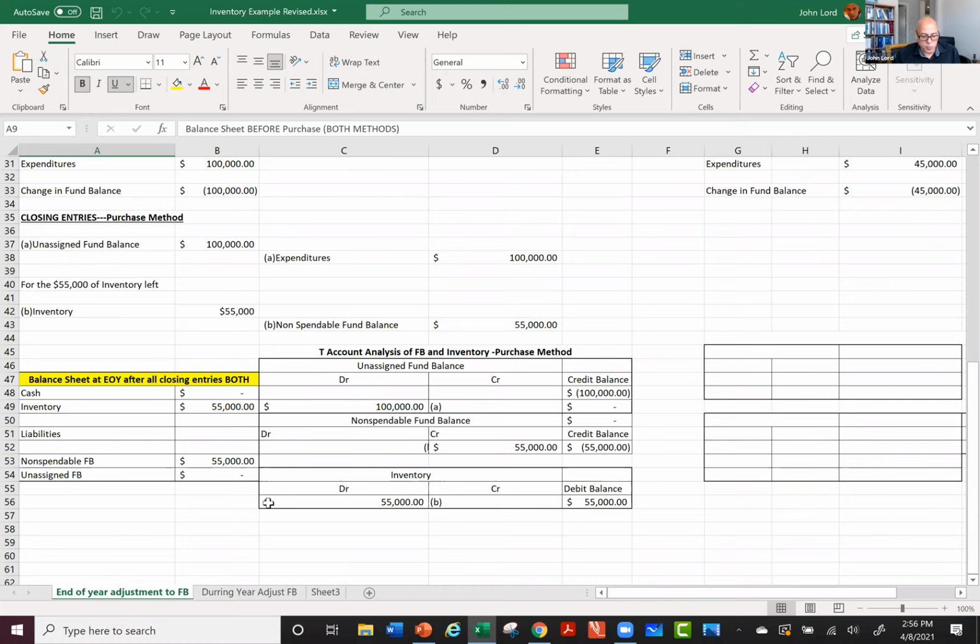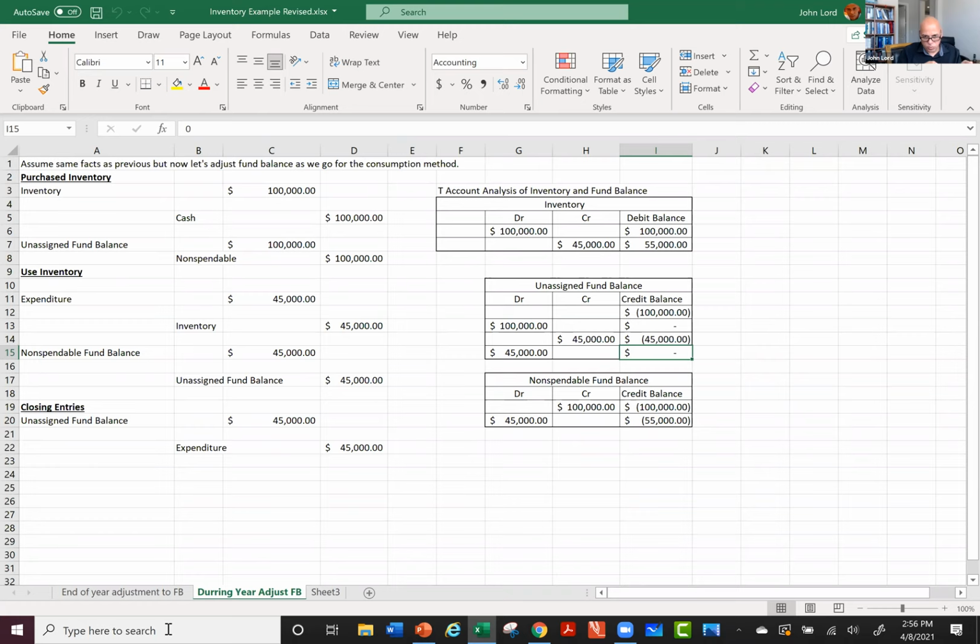It's just, how did I get there? For the expenditure purchase method, I had to wait till I finished all my closing entries to have everything balanced up. I still had to go through some closing entries here too, but the majority of the process was adjusting my fund balance as I went along and used up inventory.